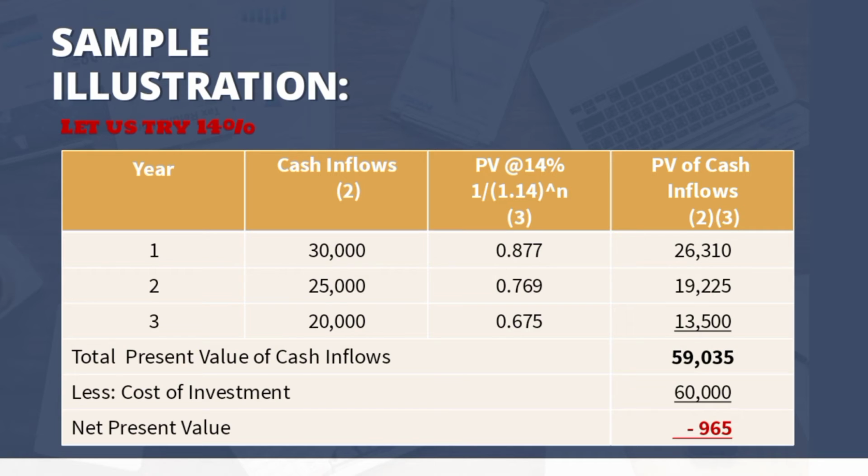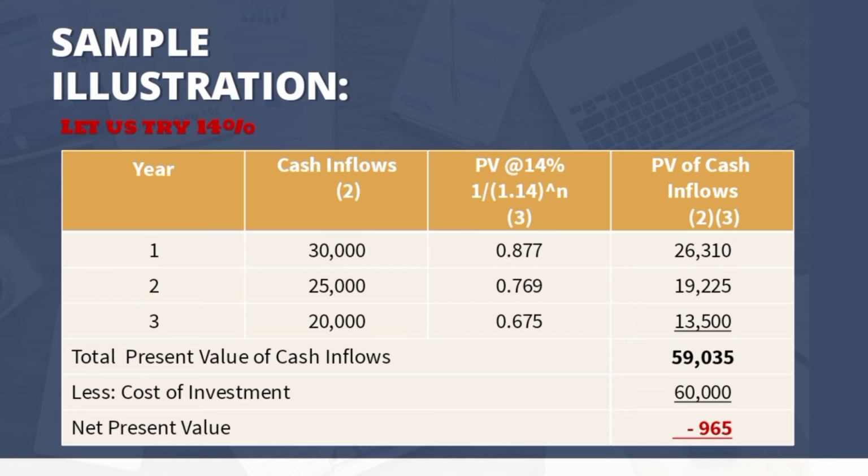We have 0.877, 0.769, and 0.675. Then, multiply natin sa cash inflows per year. We have 26,310 for the first year. Second year, we have 19,225. And the third year, we have 13,500. Then, just get the sum of each cash inflows. Then, we could get the total present value of 59,035. Then, deduct natin the cost of investment, which is 60,000. And we end up with the net present value of negative 965.